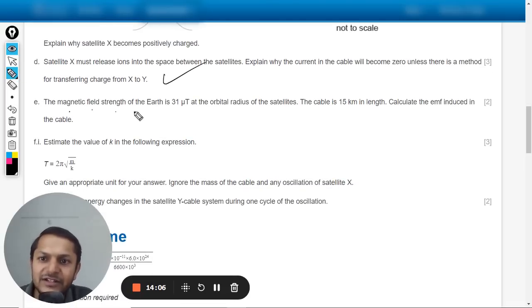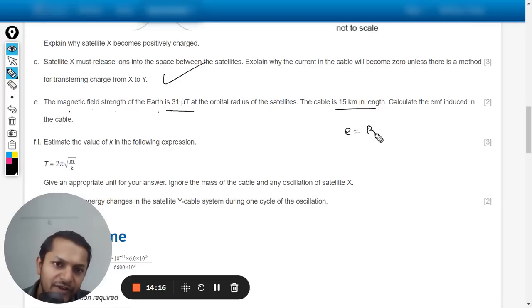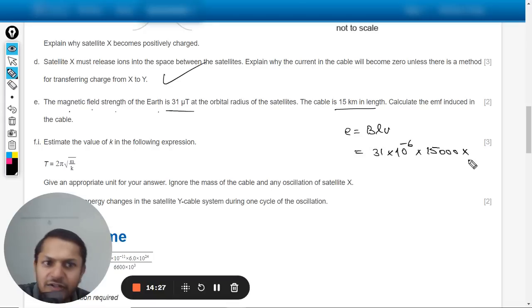The magnetic field strength of the earth is this. The cable is 15 kilometers in length, calculate the EMF induced. Okay, so EMF will be BLV and the magnetic field strength is already given, which is 31 into 10 to the minus 6. Length is 15 kilometers, so it is 15,000. And the velocity with which it would be moving.